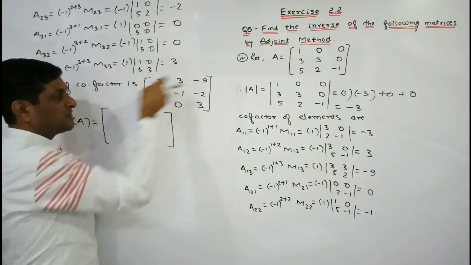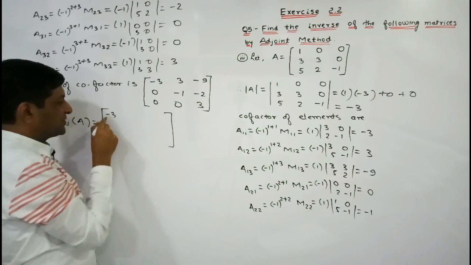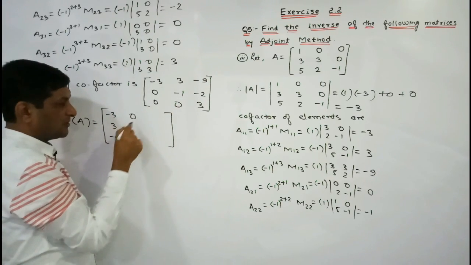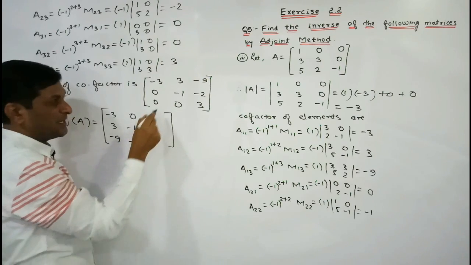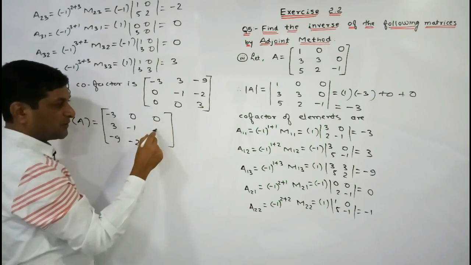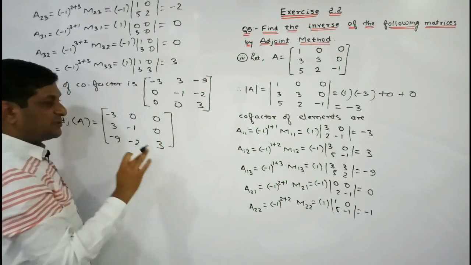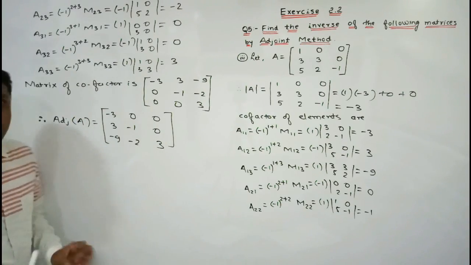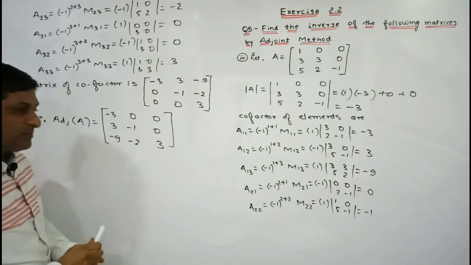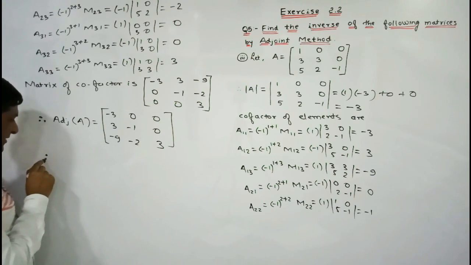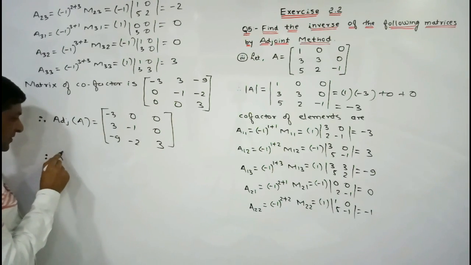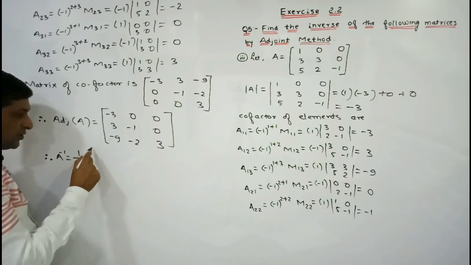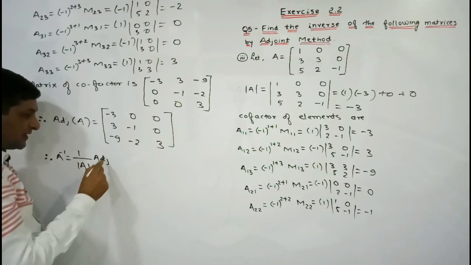So convert first row into first column, -3, 3, -9. Convert second row into second column, 0, -1, -2. Then convert third row into third column, 0, 0, 3. In this way, we have got the adjoint of the matrix. Now the last step is to find out the inverse of this matrix. And what is the formula to find A inverse? So A inverse is equal to 1 upon determinant of A into adjoint of A.